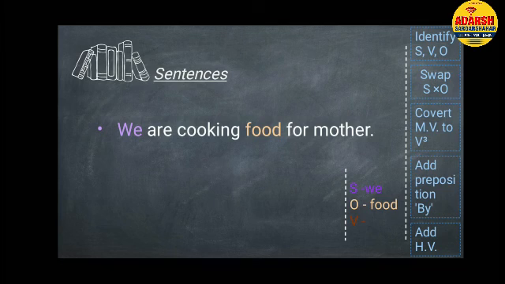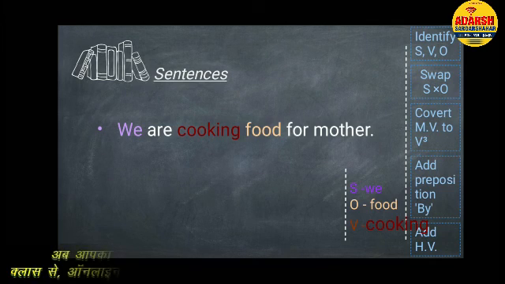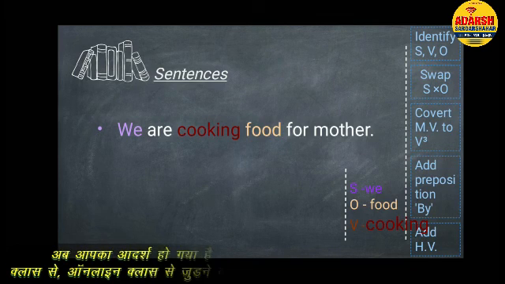Now third, which is verb, it is here cooking. So our verb is cooking because it is the action, right? So here you can see we have our subject, object and verb. Subject is we, object is food and verb is cooking.